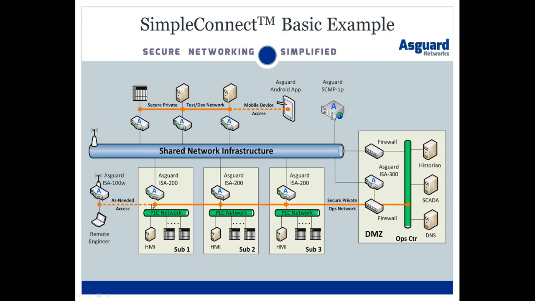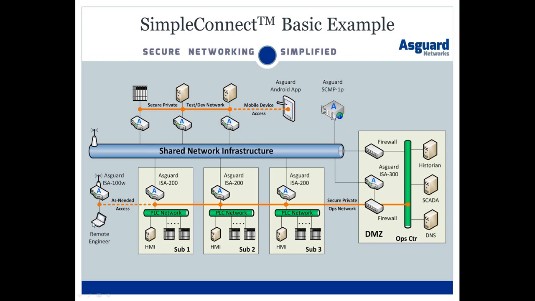And each of these security appliances are added into this private network. We'll call this Secure Private Ops Network. Automation devices are defined behind each of those security appliances, and policies are defined that allow certain components within each of these substations to communicate with certain components within the DMZ.